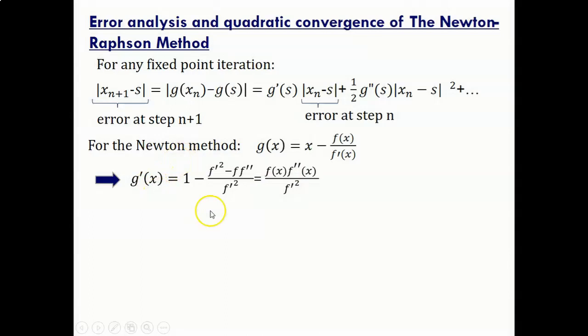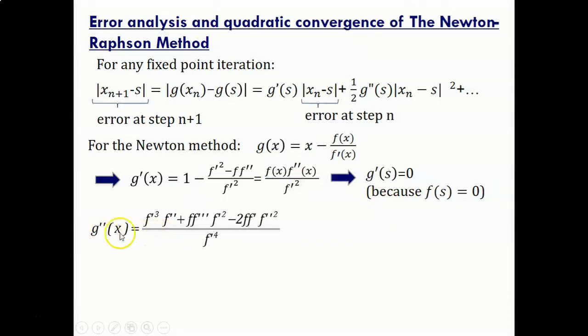Now, in order, of course, to ensure the convergence of the algorithm, the Newton method being a fixed point iteration method, this g prime of x in absolute value must be inferior or equal to 1. Now, because s is the solution, g prime of s is equal to 0 because f of s is equal to 0.